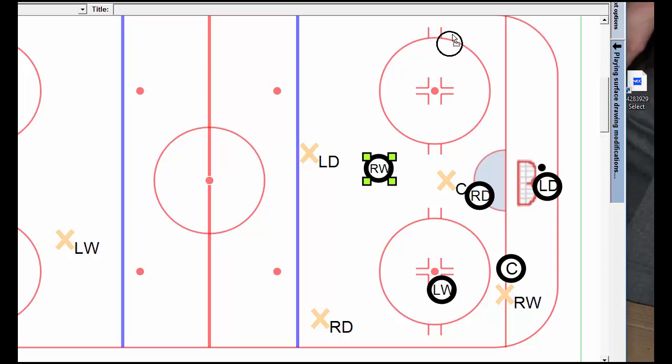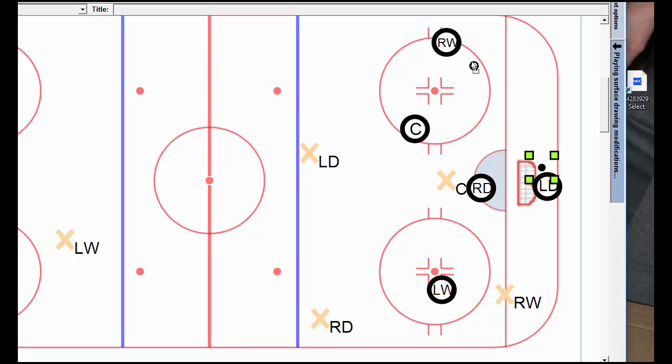So the posture is going to change. Okay, our right D is not going to be part of the breakout. They will be guarding in front of the net, making sure in case of a turnover. Okay, the center will be hooking around, watching, and trying to time it so they can become an outlet pass for the right wing.